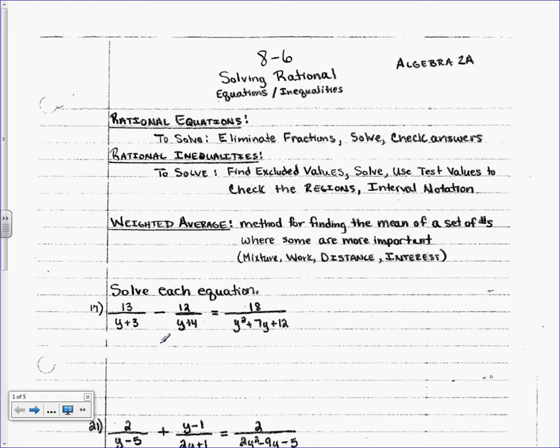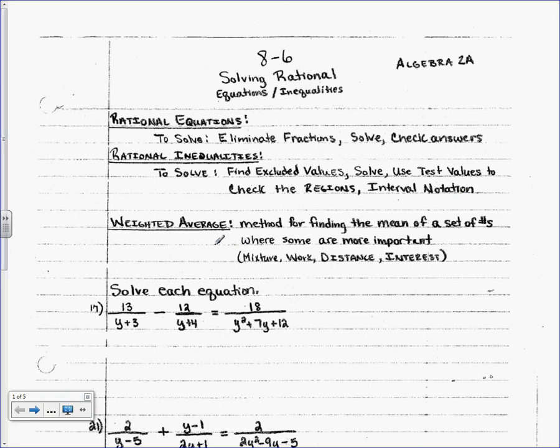So a rational equation, to solve it, you can eliminate the fractions, which is what I said we're going to do, solve and check your answers. A rational inequality, I'll show you in a second, but to solve it, you find your excluded values, you solve, you use your test values, that's your number line, okay? And you check the regions, and you use interval notation. I'll show you all that in a second.